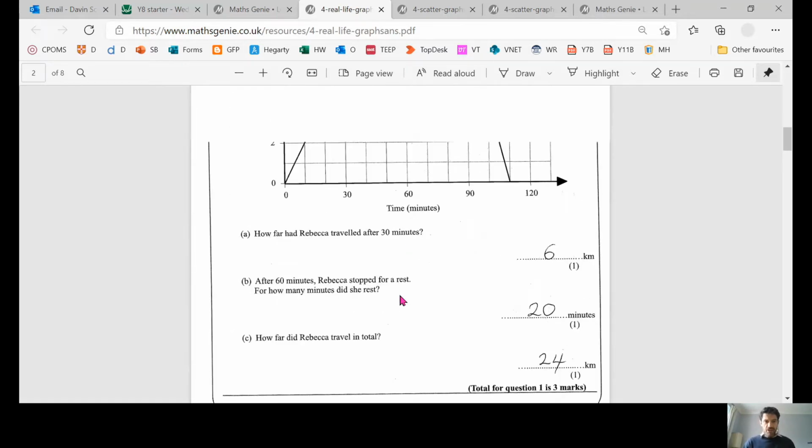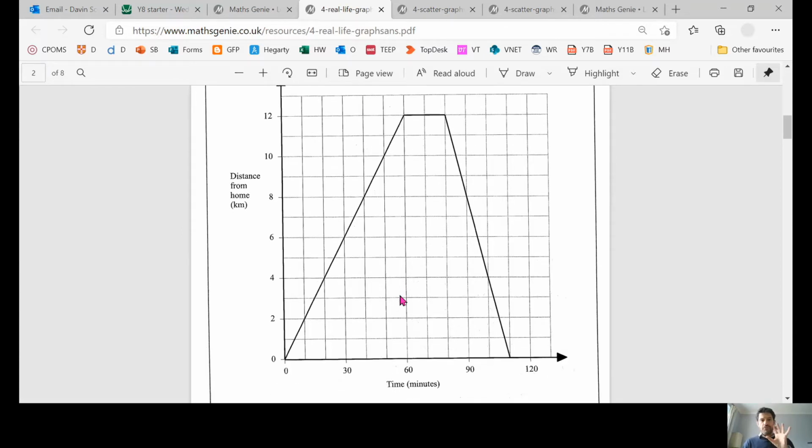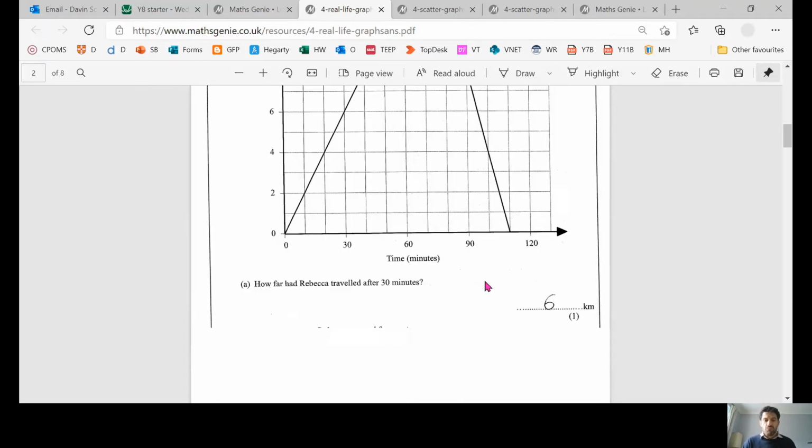How far did Rebecca travel in total? Careful here. She travelled 12 kilometers to begin with, and then she travelled 12 kilometers back. So in total it's 24 kilometers.